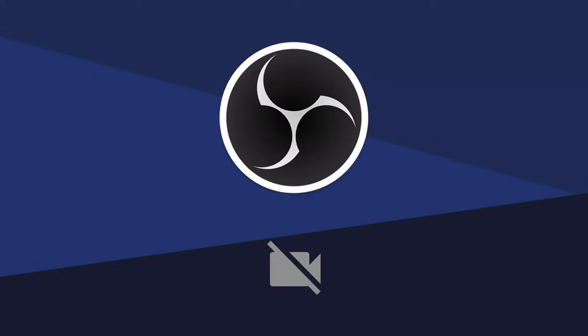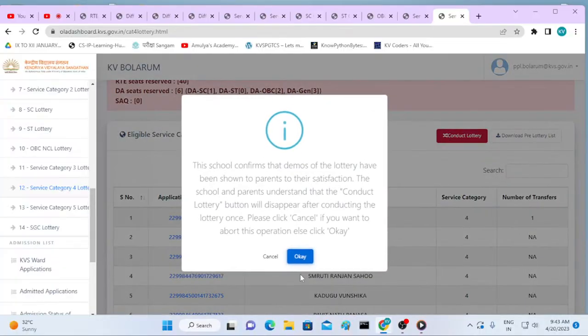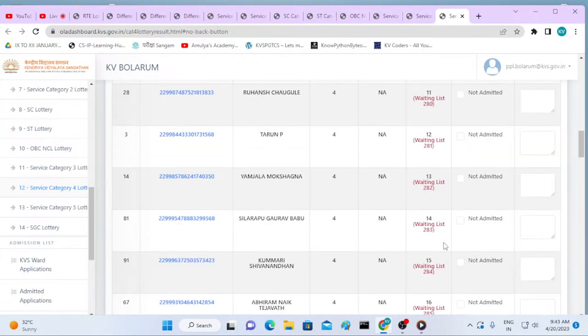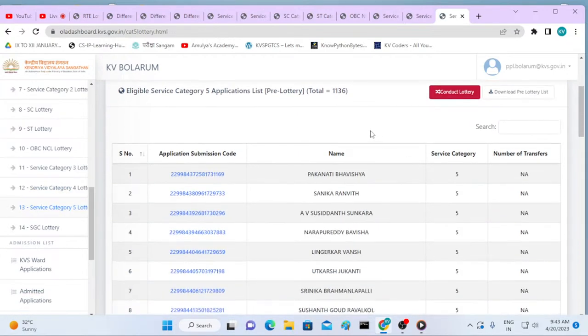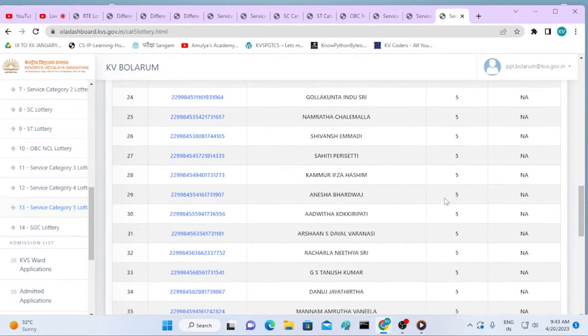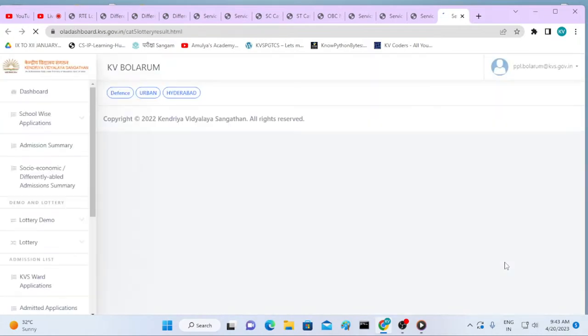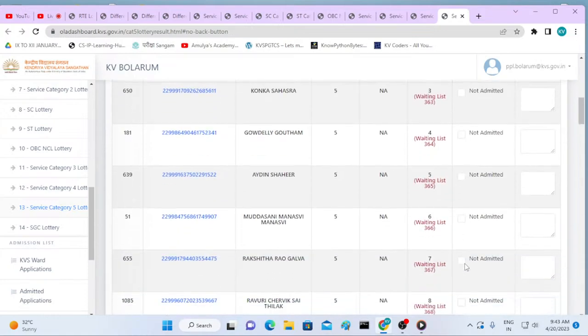Next, 12th. Service category 4. They'll all be waiting list. Yes, sir. And total applicants are 91. I'm conducting the lottery. Wait list. Next, 13, service category 5. Total applicants you can see here 1136. This is the list. I'm conducting the lottery for them. This is the positions.